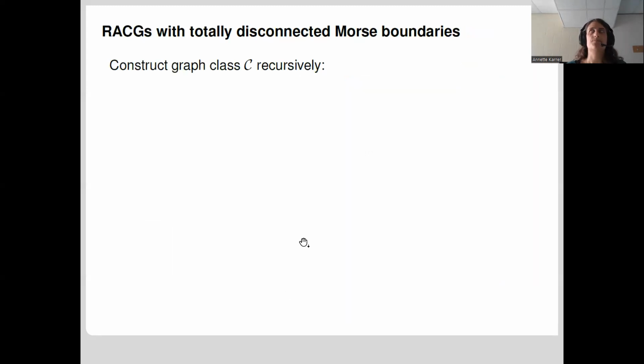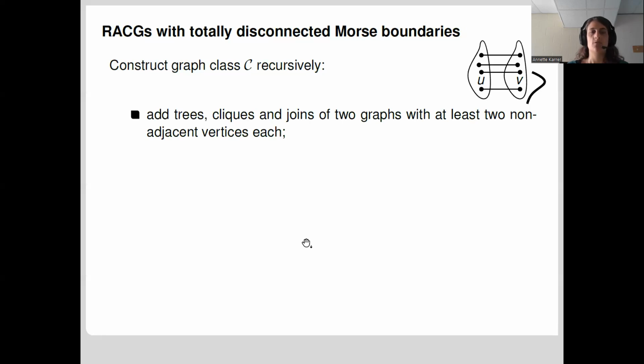And now we construct recursively a graph class which corresponds to groups with totally disconnected Morse boundary. First, we put into this class all graphs where we know already that the corresponding right-angled Coxeter group has totally disconnected Morse boundary. So we put in trees, cliques, and joins of two graphs with at least two non-adjacent vertices each. Here I should maybe mention shortly that the empty set is totally disconnected.